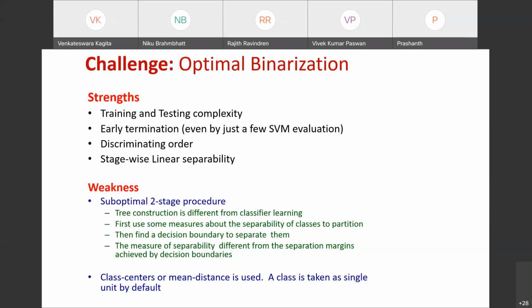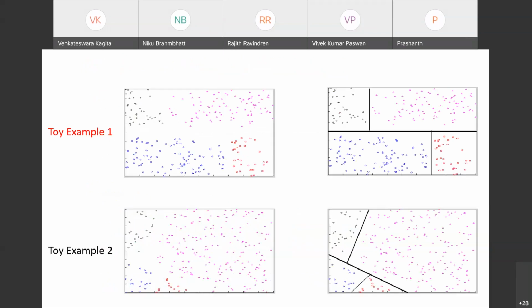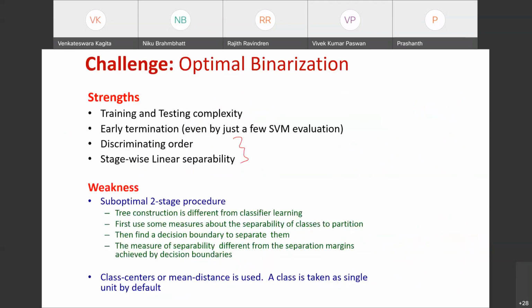Strengths are that training and testing complexities are both reduced. Early termination and discriminating order are there. Stage-wise linear separability is there. These two we'll see with examples: what is discriminating order and stage-wise linear separability. And the weakness is that class centers or mean distance is used, so a class is taken as a single unit by default in most cases. Alright, we'll see what is discriminating order.